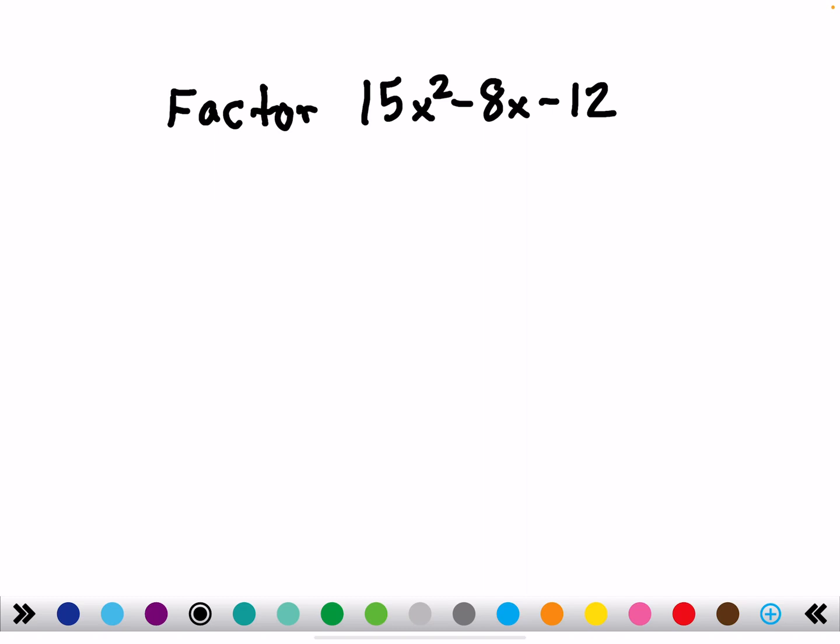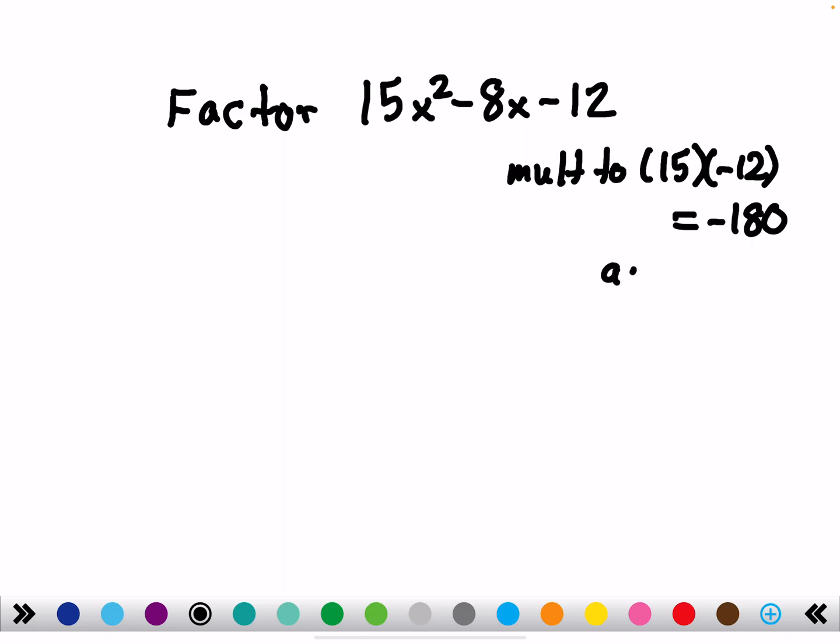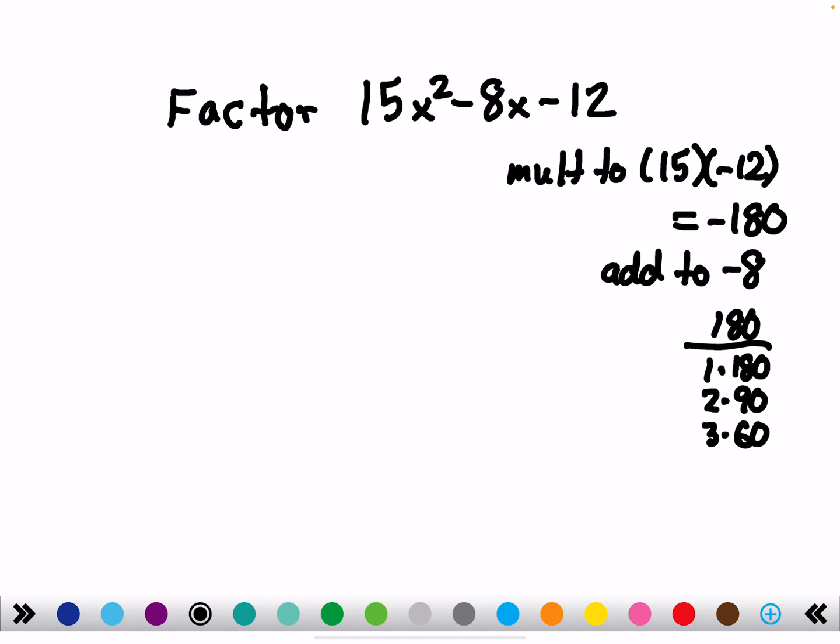Now let's factor 15x squared minus 8x minus 12. So we ask ourselves the factoring question, what are two numbers that multiply to 15 times negative 12, so that is negative 180. So what are two numbers that multiply to negative 180 and add to negative 8? Now we need to think of factors of 180 that have a difference of 8 from one another. So 1 and 180 is too big, 2 and 90, too big, 3 and 60, too big.